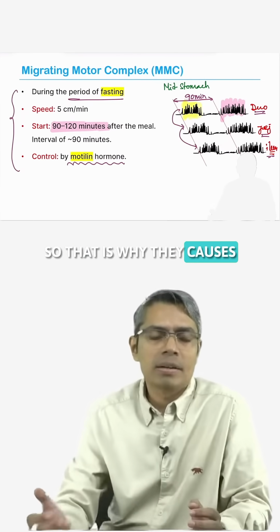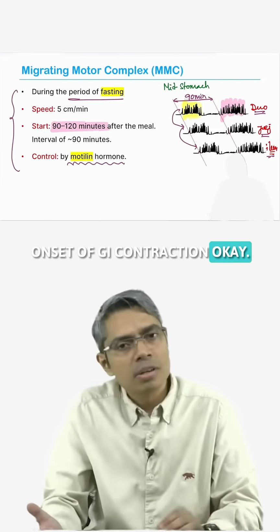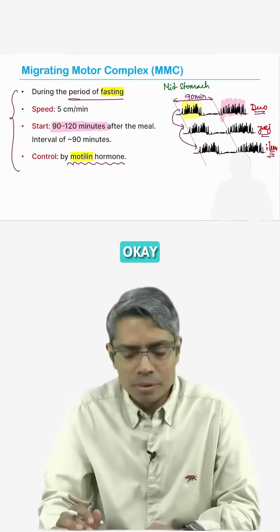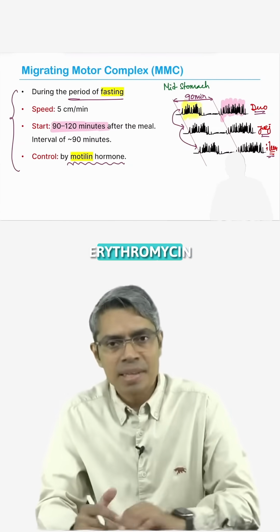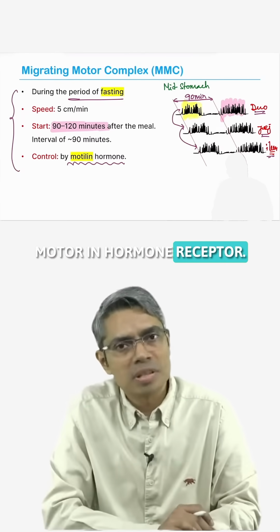So that's why they cause onset of GI contraction. Okay, so that also you have to remember. Macrolide antibiotic erythromycin is the agonist of this motilin hormone receptor.